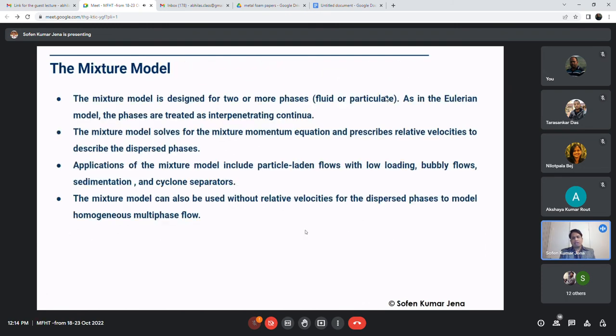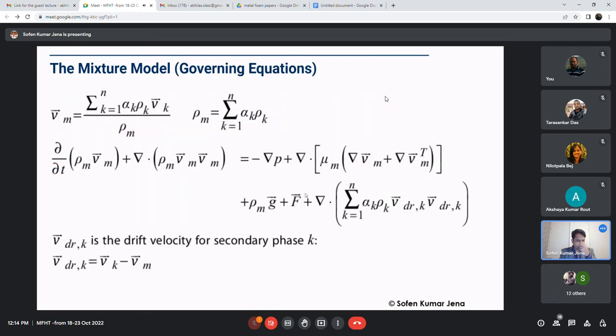Now let's look at the governing equation of the mixture model. We already understand where the mixture model is applicable. It is applicable for bubbly flow, sedimentation kind of flow, in the Euler-Euler framework. Now let's find out the governing equation, right?